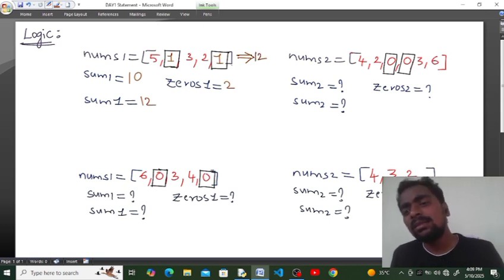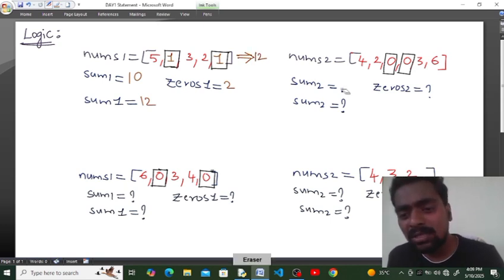Sure, right? The same way, what is sum2? That is the sum of non-zero values. So 4 plus 2 plus 3 plus 6. So this will be 6 plus 6, 12, plus 3, 15. And here how many zeros do we have? 2. So the number of zeros2 will be 2.